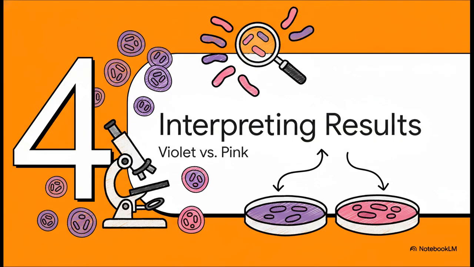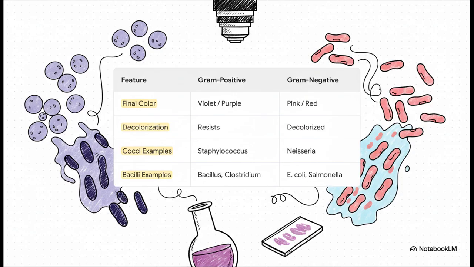Okay, so you've done the stain perfectly. You look through the microscope. What do all these colors actually mean? Let's figure out how to interpret the results. Here's how it breaks down. If you're seeing deep violet or purple bacteria, you're looking at gram-positives. They resisted that decolorizer. Think of your classic cocci like staph and strep, or rods like bacillus.